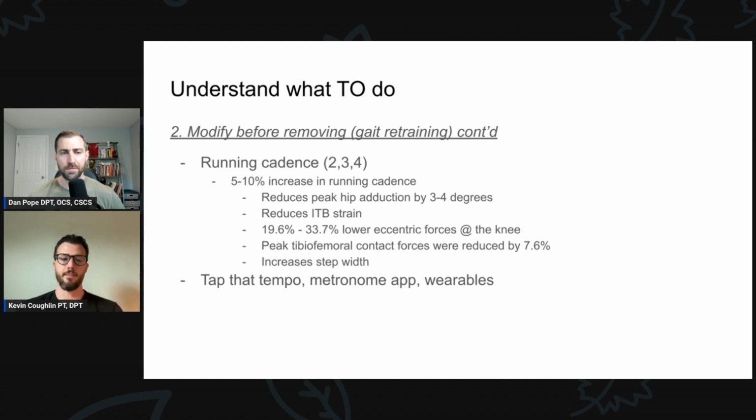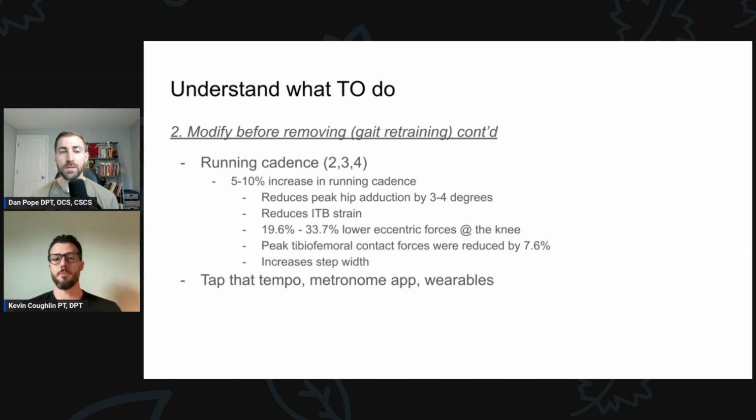So just on running cadence, this has been shown to be super impactful for people with all different types of knee pain. And a 5% increase in running cadence reduces peak hip adduction by 3 to 4 degrees. So if we're thinking of that crossover gait where they're getting more hip adduction, that's going to cause more compression at the distal IT band. So if we can get rid of that a little bit or help them widen their step width by 3 to 4 degrees, that could make a decent difference for the person. It will reduce IT band strain.